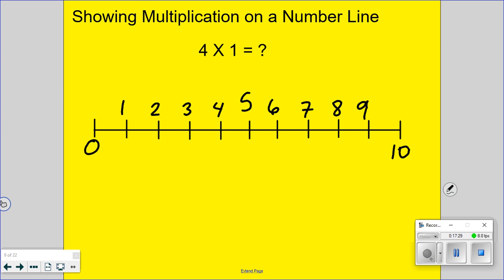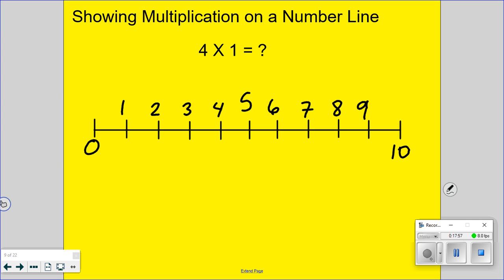All right, we got 4 groups of 1. What is that going to look like on this number line? How many hops am I going to go if I've got 4 groups of 1? Colby, how many hops? 4. So our equation is 4 groups of 1. 4 hops. Those are my groups, right?